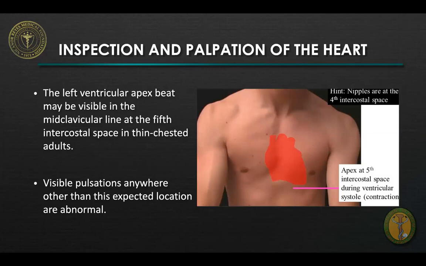Let's now proceed to the inspection and palpation of the heart. The left ventricular apex beat may be visible in the mid-clavicular line at the fifth intercostal space in thin-chested adults. Visible pulsations anywhere other than this expected location are abnormal.